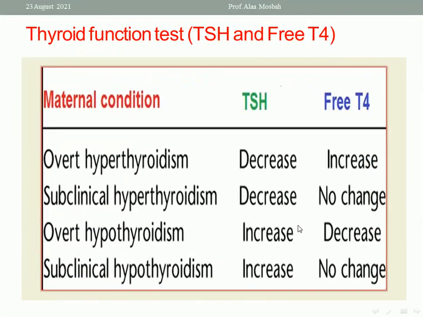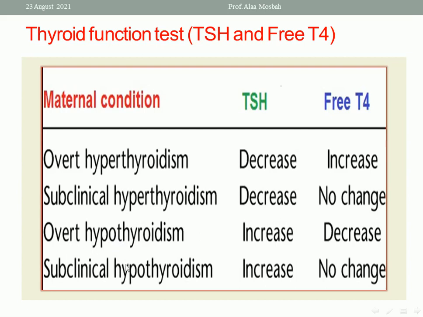Let us look at this table, please. We have overt hyperthyroidism and subclinical hyperthyroidism, and we have overt hypothyroidism and subclinical hypothyroidism. What is the difference between these expressions? Okay, let us start with hypothyroidism.